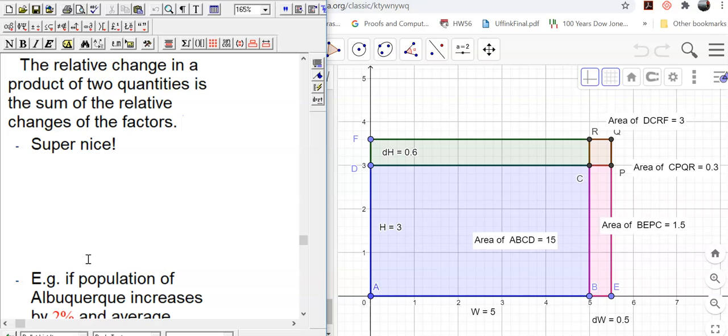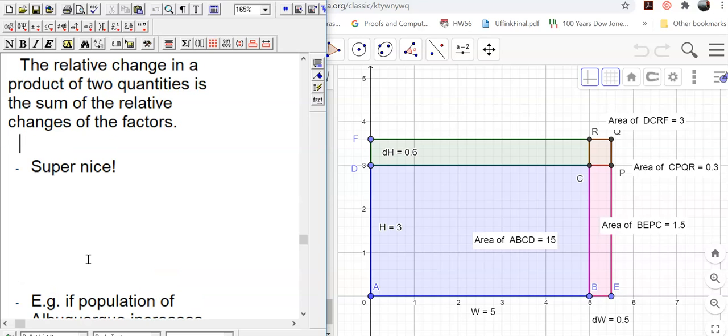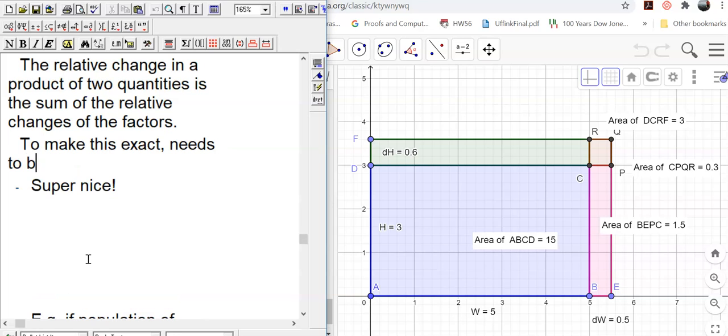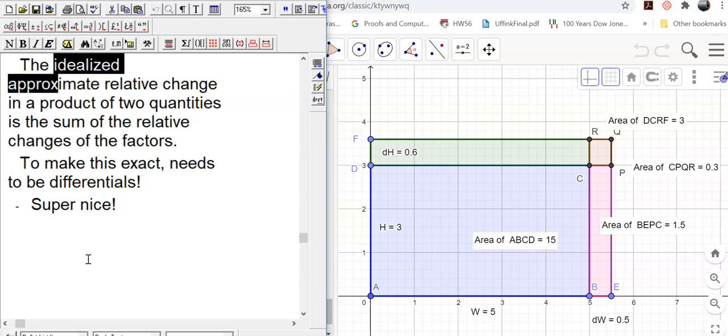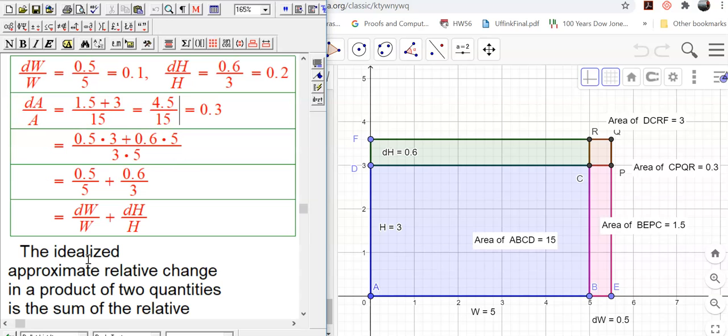And now, to make this exact, it needs to be talking about the differentials. So really, the idealized approximate relative change. So it's not literally true for the actual relative change, but if you go ahead and ignore that brown rectangle and are okay with that approximation, then it's the sum of the relative changes of the two factors. That's really, really simple. That's actually my favorite version of the product rule.